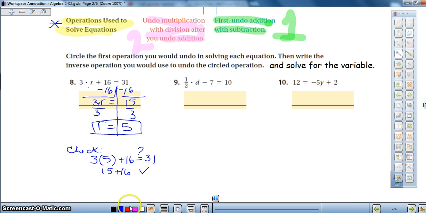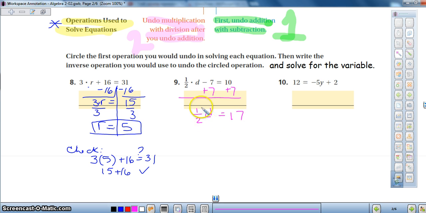If we are looking at our next equation, 1/2 times d minus 7, the inverse of subtracting 7 is to add 7. Some of you solve these problems horizontally, but I'm going to try to get you to do it vertically. We now have 17 on this side, and negative 7 and positive 7 make 0. That is our inverse operation, the inverse additive property. 1/2 times d is equal to 17.